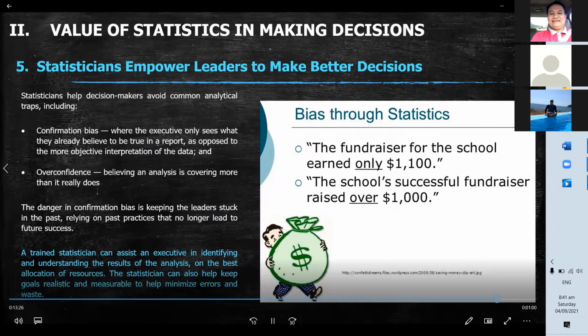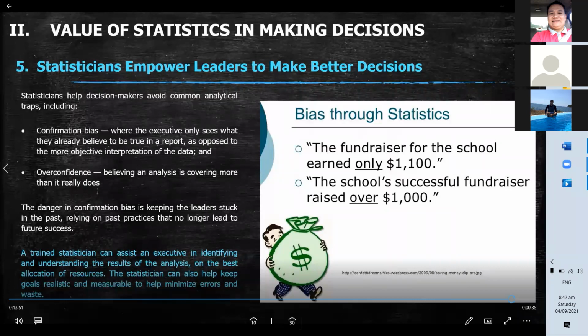Statisticians help decision makers avoid common analytical traps, including confirmation bias, where the executive only sees what they already believe to be true in a report, as opposed to the more objective interpretation of the data, and overconfidence, believing an analysis is covering more than it really does.